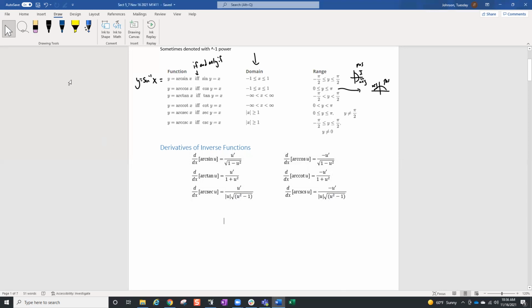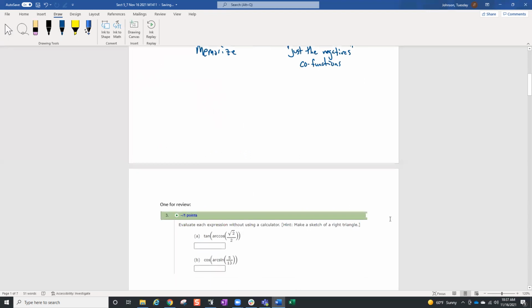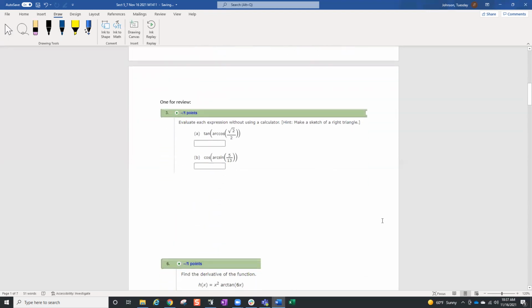So if you memorize these, the others are just the negatives. So arc cosine, arc cotangent, arc cosecant are just the negatives for the cofunctions. So you only have to memorize 3 and you're ready to go. And so let's do that. We're going to do a little bit of work first. There are 5 problems that are just trigonometry working with inverse trig functions.